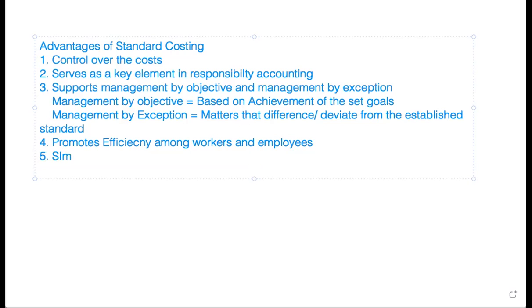Right, so the next one is that it simplifies and also speeds up the recording process, especially when the actual cost data are not readily available. So it simplifies and speeds up the recording process. Right, so this is actually when the actual cost data are not readily available. Okay, so these are all advantages of standard costing.